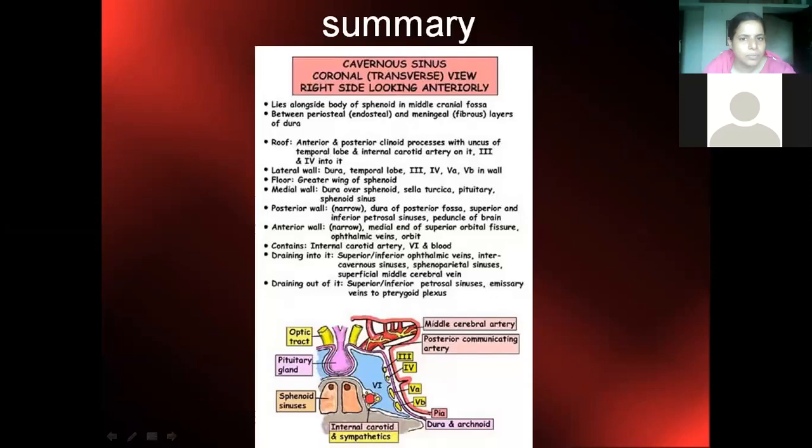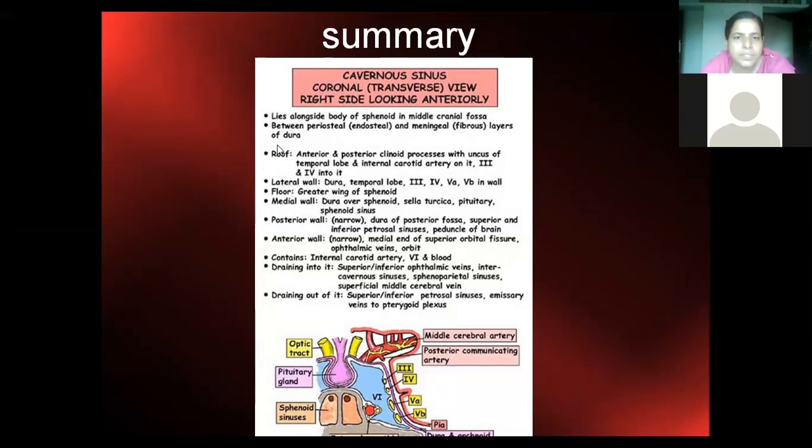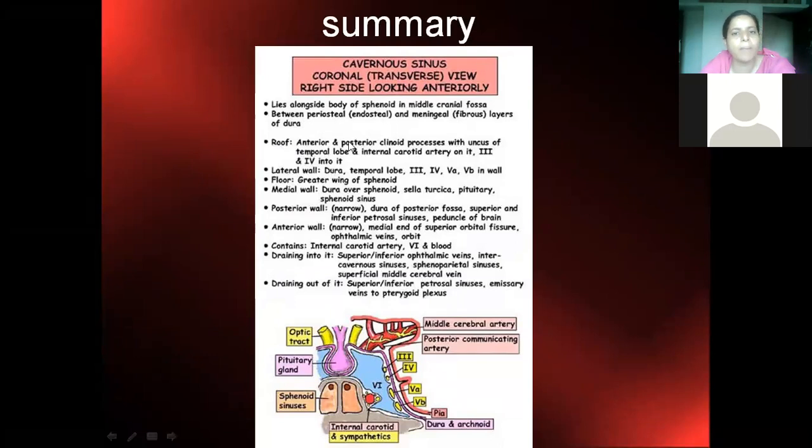Okay, so that is all about the cavernous sinus, beta. It's a very important topic. Okay, there is a summary also here. The summary shows us the roof is formed by the anterior and posterior clinoid processes with the uncus of the temporal lobe and the internal carotid artery. The lateral wall is dura mater, the temporal lobe and uncus only.